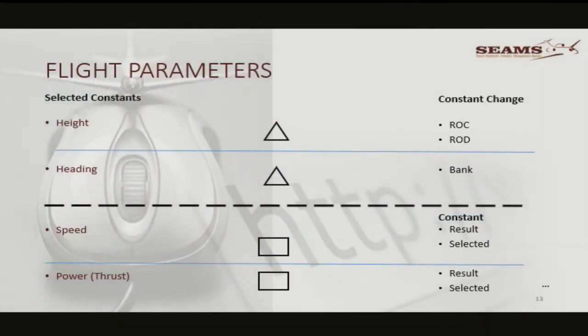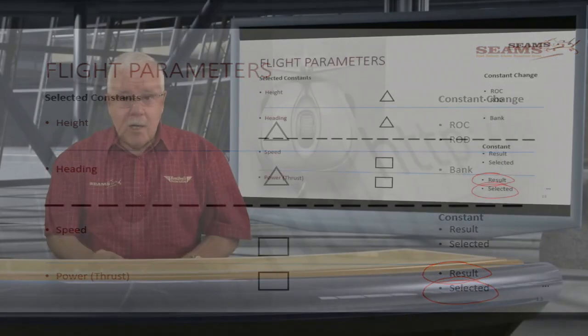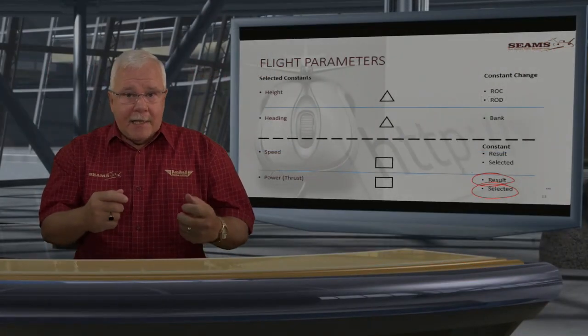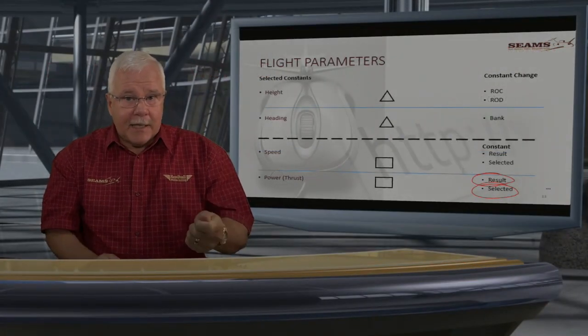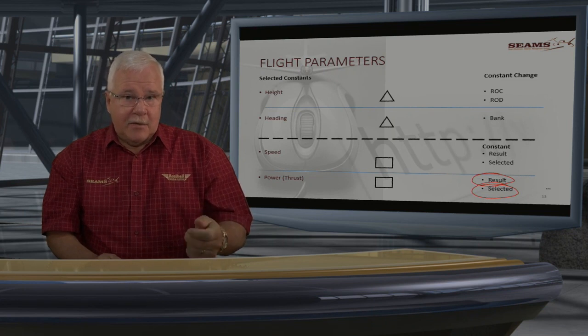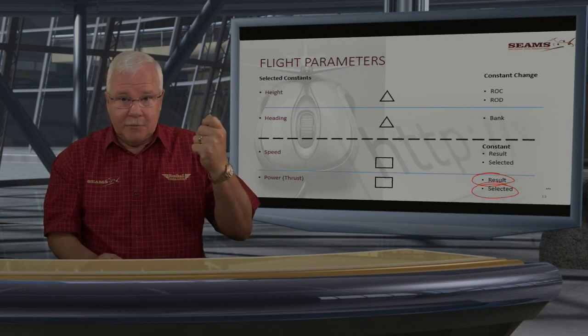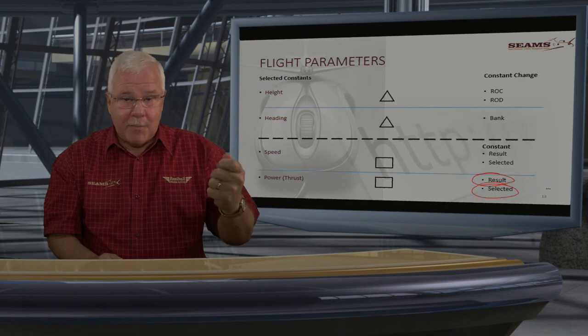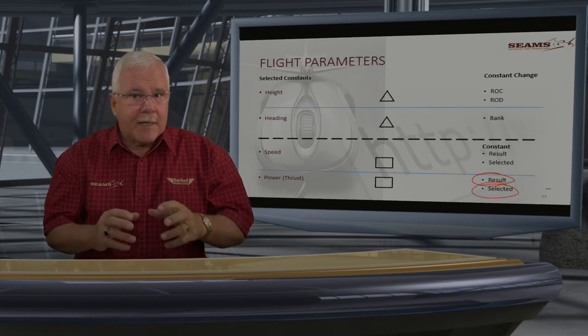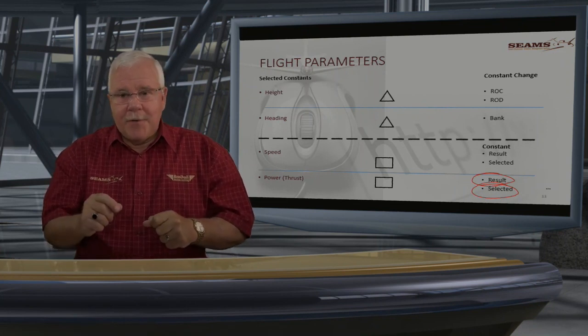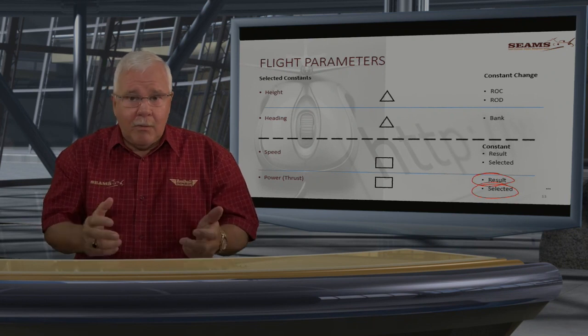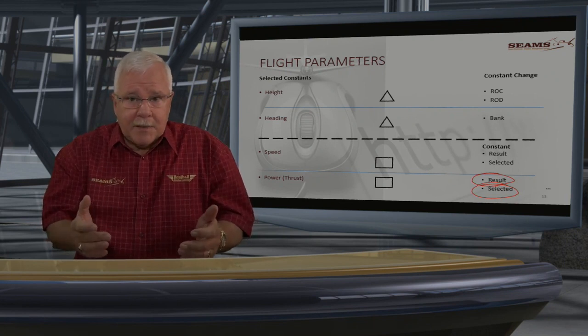Power or thrust, again, power, I say again, is a resultant or a selected. And how can you say that? Well, I can fly straight and level and I can select either full power, or I can select max continuous power, or I can select cruising power. So power is something that I can select. Or it can be the resultant.